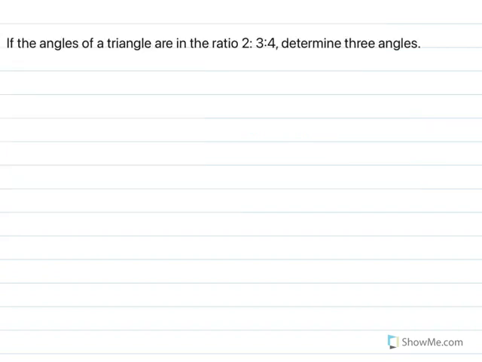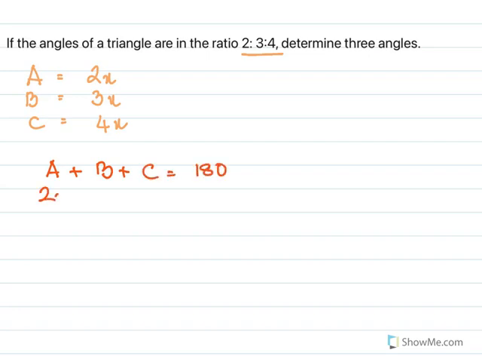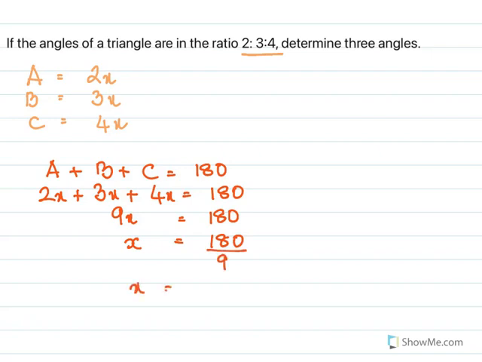If the angles of a triangle are in a ratio 2:3:4, determine the angles. So angle A, B and C. The ratio is 2:3:4. So 2x, 3x, 4x. Next, we know A plus B plus C equals 180. So 2x plus 3x plus 4x equals 180. 9x equals 180. x equals 180 over 9.